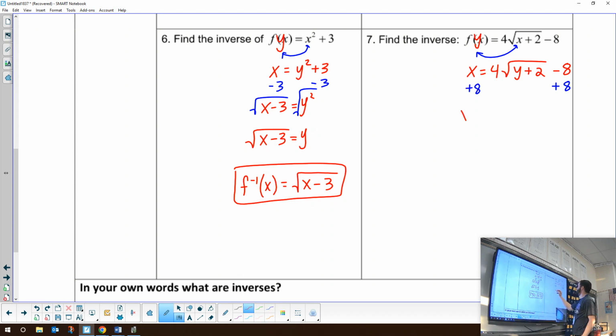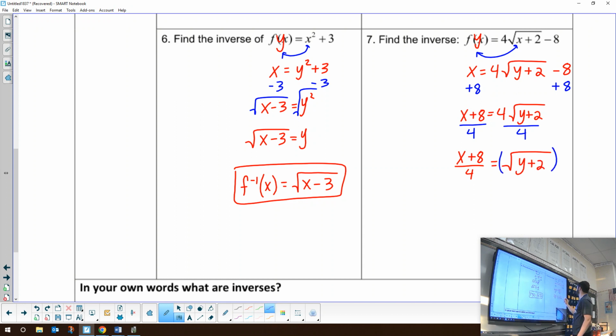And we're going to have x plus 8 equals 4 times the square root of y plus 2. Then I can divide by 4. So we're going to have x plus 8 over 4 equals the square root of y plus 2. Then I'm going to square both sides to get rid of that square root. And we're going to end up with y plus 2 equals x plus 8 over 4 squared.